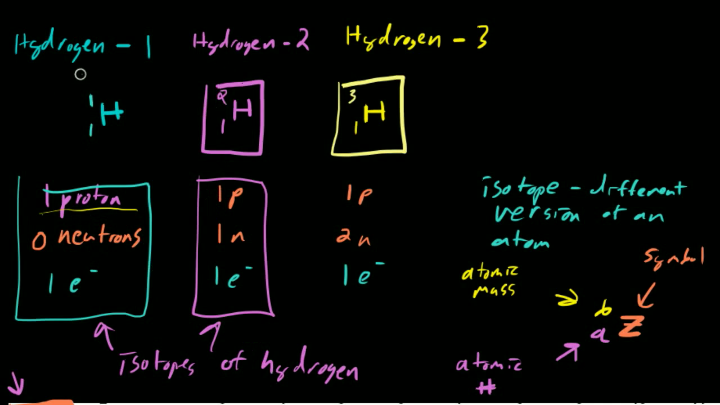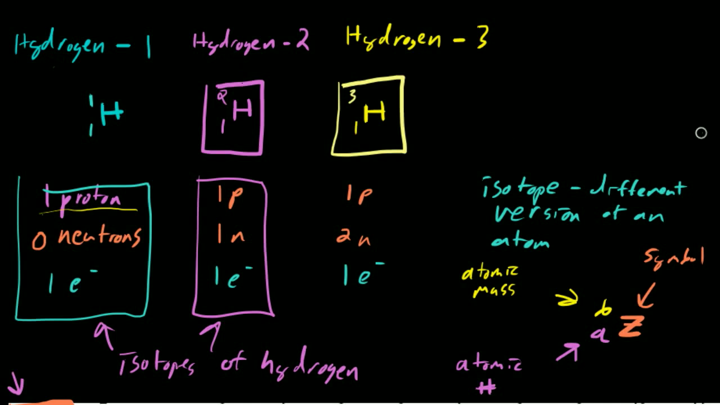And actually, I should say that this hydrogen 1, I think I mentioned in the last video, is by far the most abundant isotope of hydrogen that we find in nature, and I'll definitely talk more about that in this video.